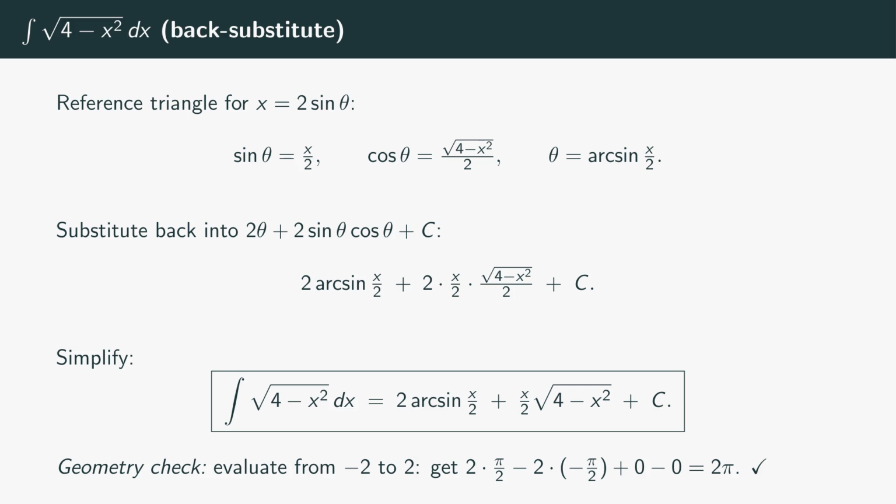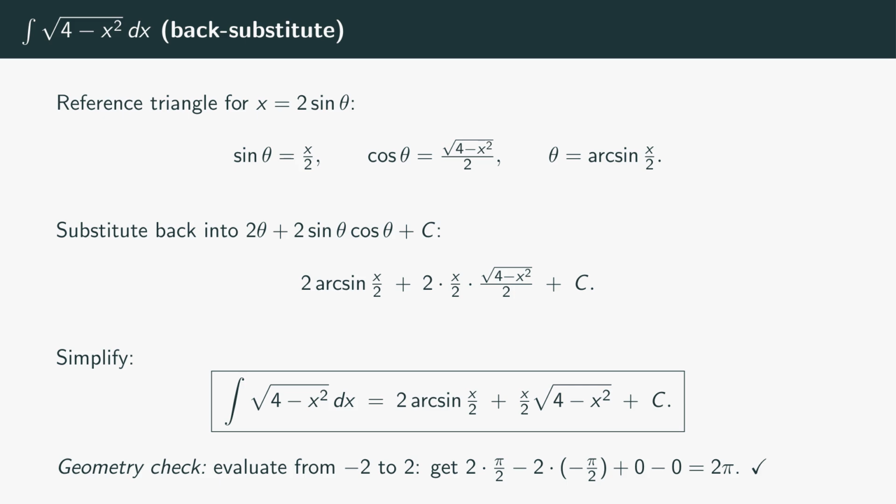Substitute these into 2 theta plus 2 sine theta cosine theta plus c. First term, 2 theta equals 2 arcsine of x over 2. Second term, 2 sine theta cosine theta equals 2 times x over 2 times the square root of 4 minus x squared over 2, which equals x over 2 times the square root of 4 minus x squared. Add the constant. Final answer, 2 arcsine of x over 2 plus x over 2 times the square root of 4 minus x squared plus c.